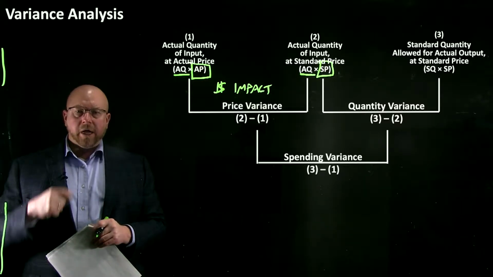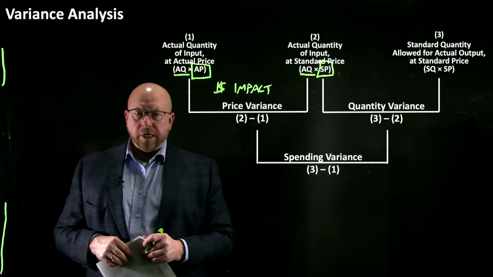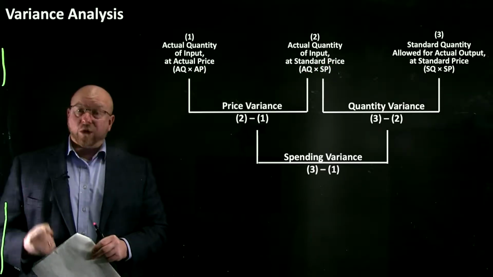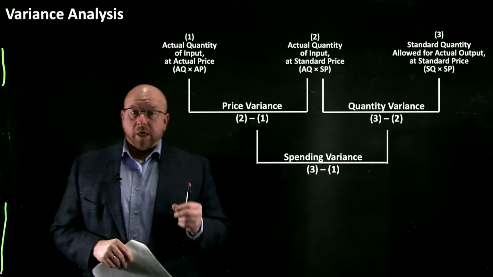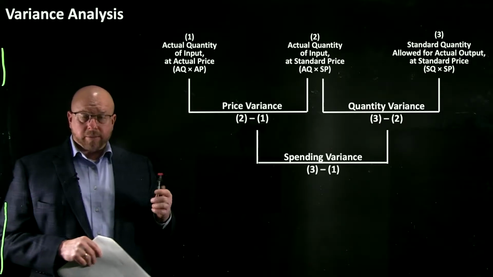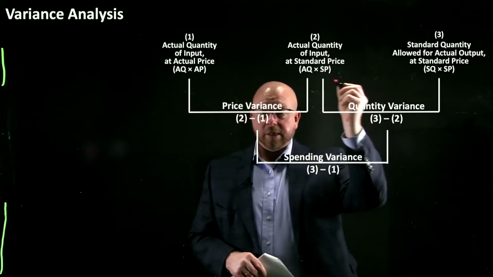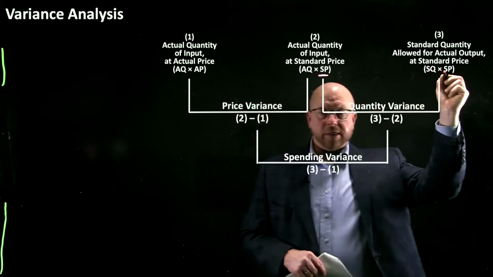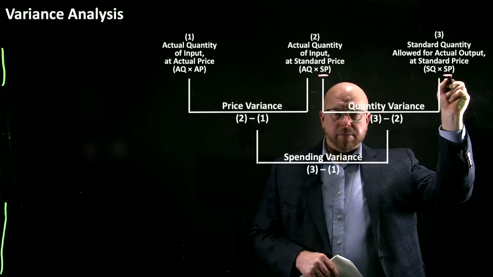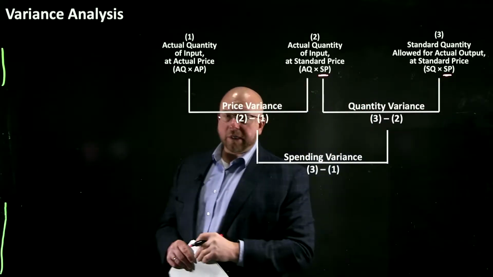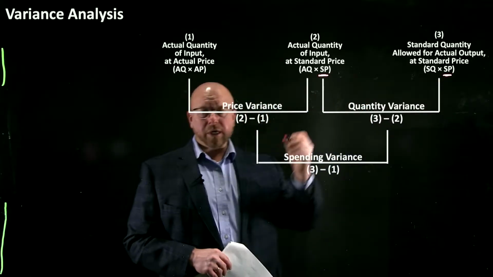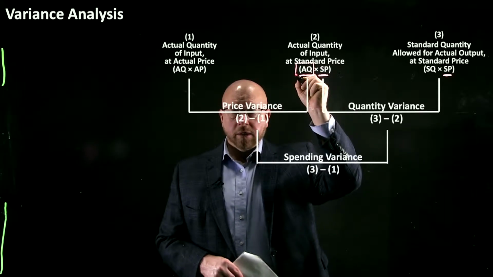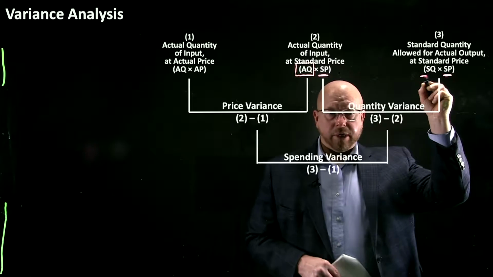Now, the next thing we want to do is take a look at the general model for quantity variance. With the quantity variance, we want to isolate the quantity by keeping the price constant. So what we're basically going to do is take the standard price, and that's going to be the same in both components of the quantity variance. And what we want to look at is our actual quantity compared with what the standard is.